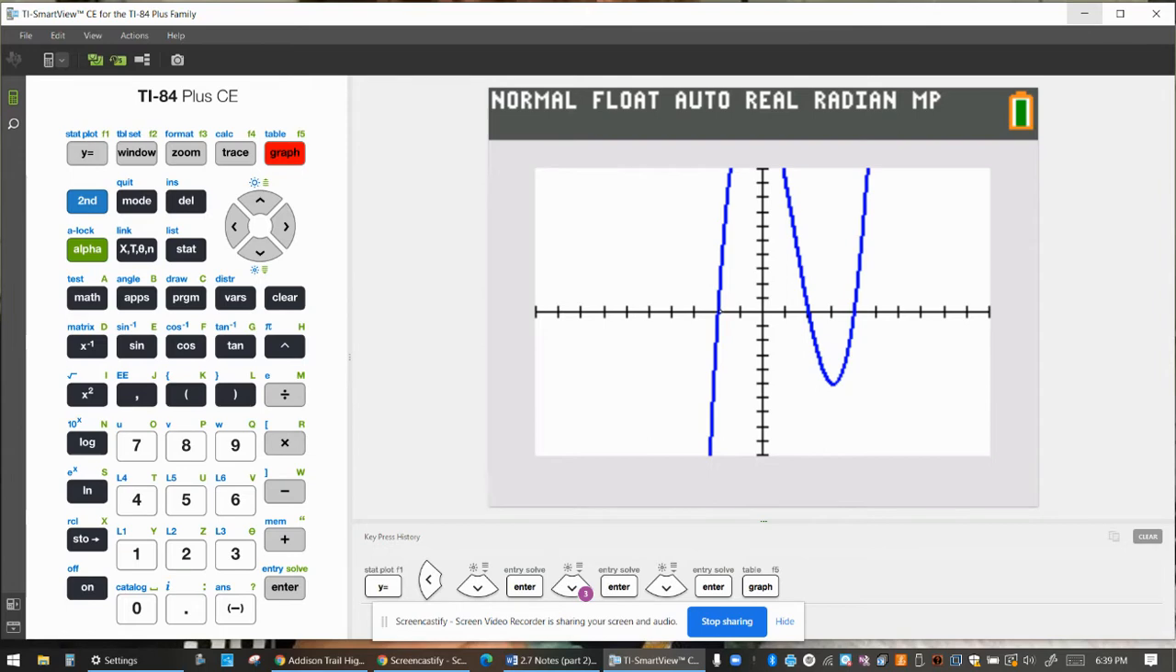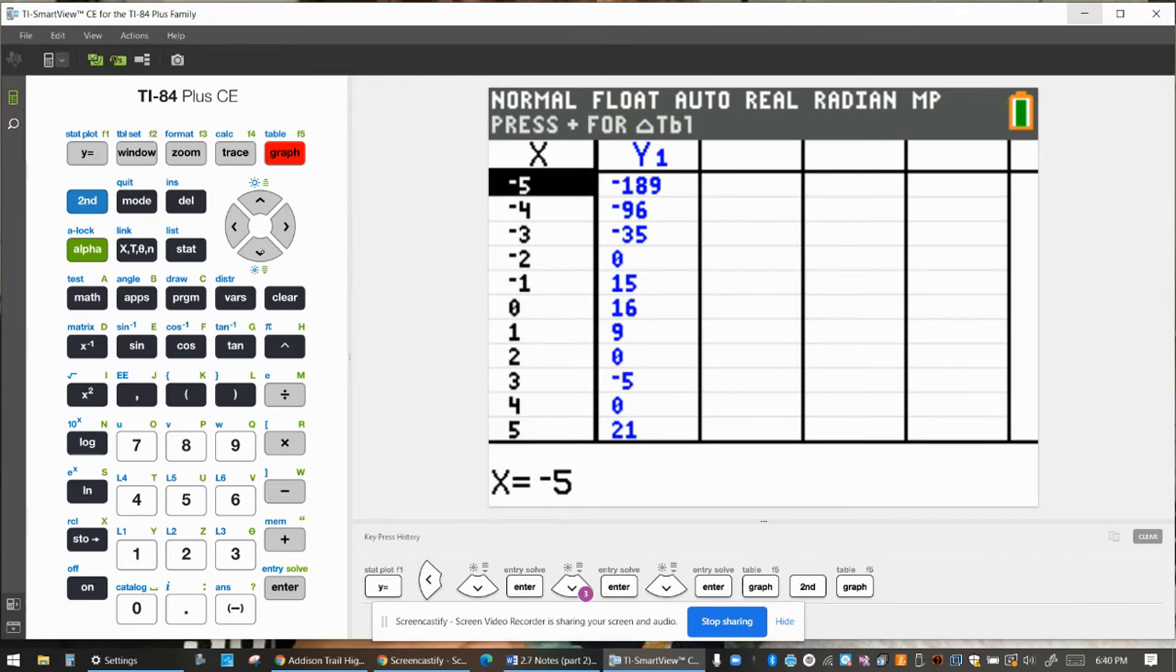To double check that for this problem, I'm going to use my table. So I'm going to go to second graph. And if negative 2, look at that, negative 2 comma 0 is on my table, then that means that it is an x-intercept, and it is in fact a 0. Look at the other ones. 2 comma 0 is also an x-intercept, aka a 0 or solution, and so is 4, 0.